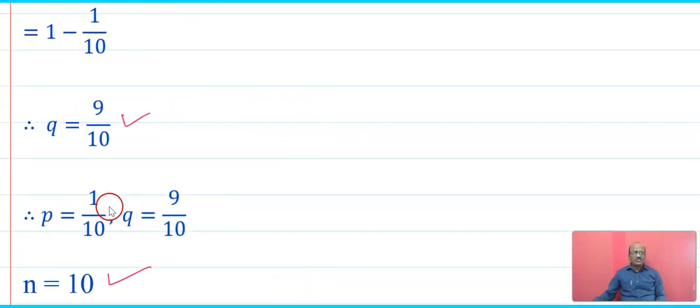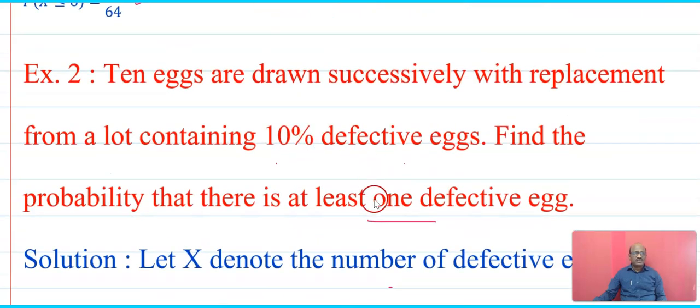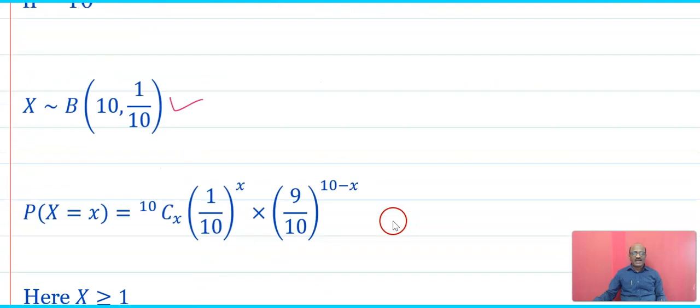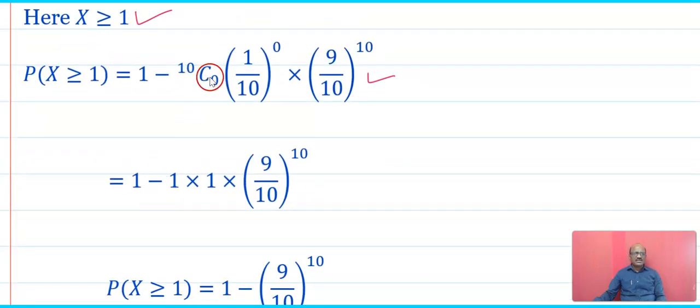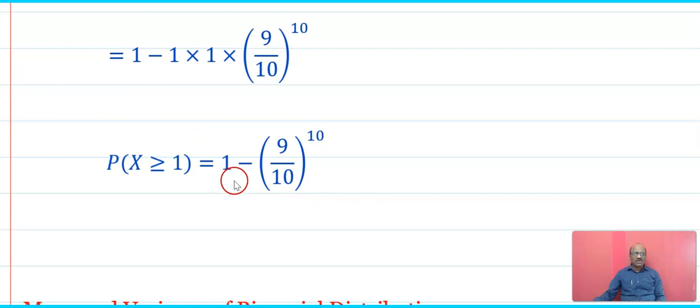Okay. Now what we want to find out, the question was at least one defective. Here the capital X therefore must be greater than or equals to 1. And for this we will find out the probability of the complement. That is, P of capital X greater than or equals to 1 is equals to 1 minus 10C0 (1 upon 10) raised to 0 into (9 upon 10) raised to 10. In this way we will find the complement property. Therefore, 10C0 is 1 and again 1, (9 upon 10) raised to 10, and if you simplify it, then you will get 1 minus (9 upon 10) raised to 10.